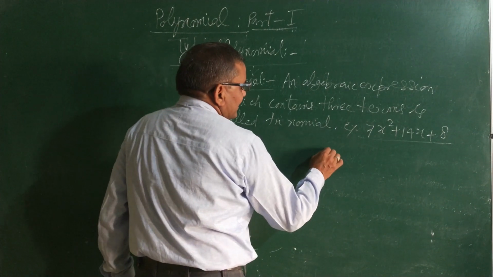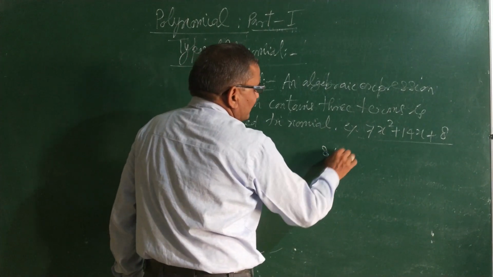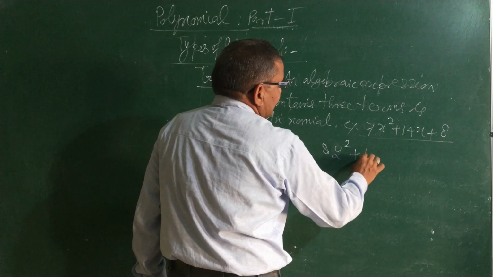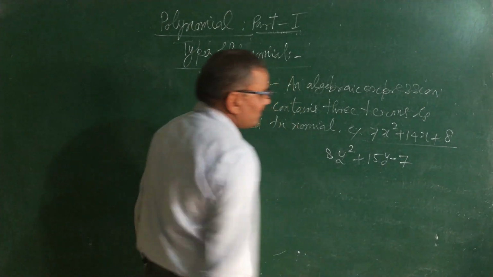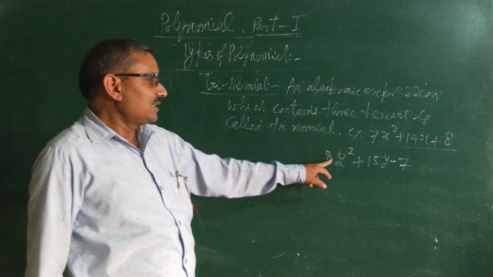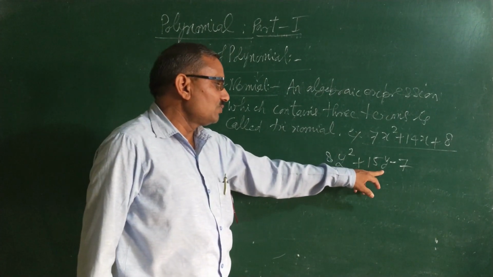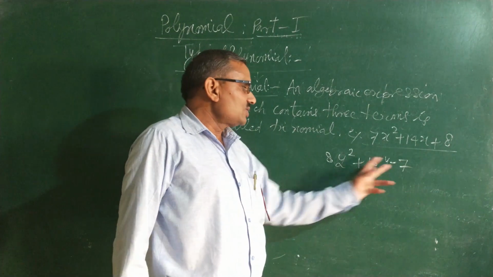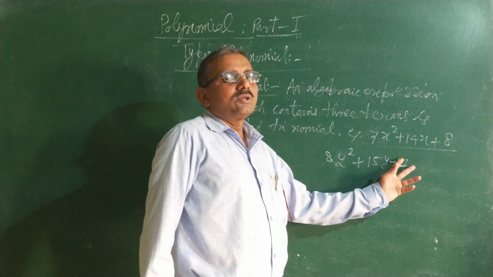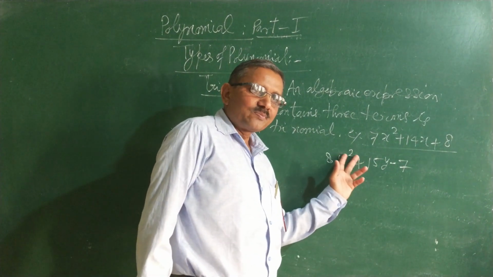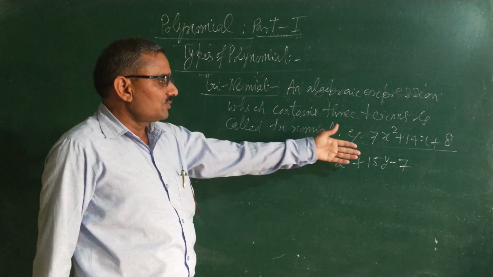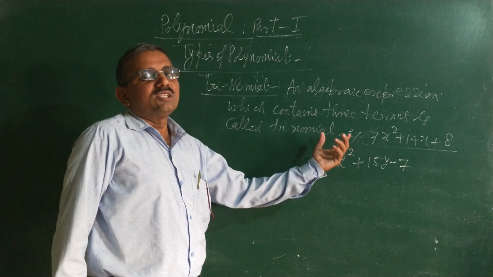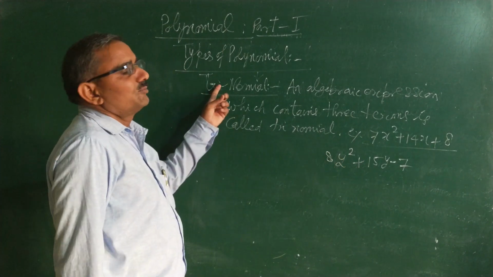Again you can say 8y square plus 15y minus 7. Here it is 8y square and 15y and 7. These are three terms. This is a polynomial in y. So if such types of examples occur, then they are known as trinomial.